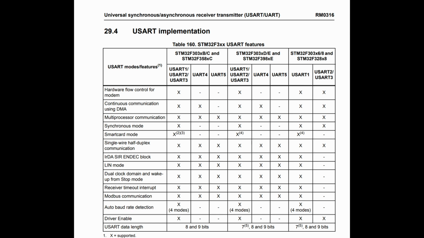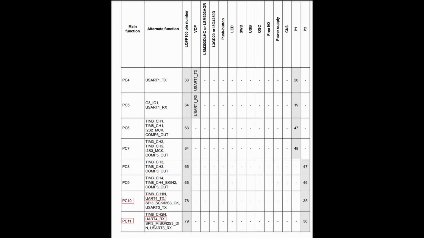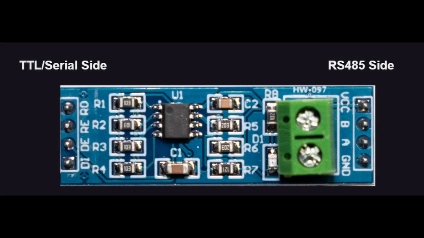If I go into my board's user manual, I can see that port C pin 10 is UART 4's transmission pin, and port C pin 11 is UART 4's receive pin. So I'll be hooking these up to the converter module's data in and out pins. Okay, so we got one piece of the puzzle done. Now we need to understand how to hook up to our converter module.